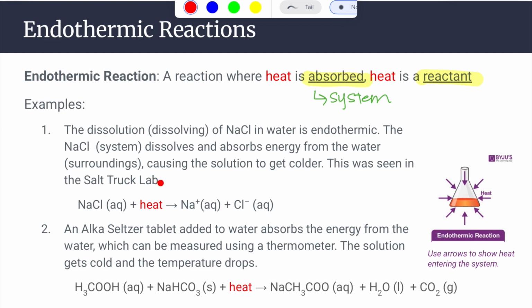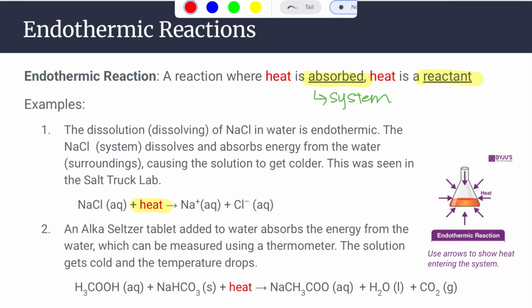This was seen in the salt truck lab. The freezing point of that solution got lowered. But if we're looking at the reaction of just the sodium chloride dissolving, that one we should have seen a decrease in temperature in our data, kind of right away. Whereas with our other salt, calcium chloride, in that lab, that was an exothermic salt. And so that's why the calcium chloride kind of bumped up, whereas this one would have only gone down in temperature. And then an Alka-Seltzer tablet added to water absorbs the energy of the water.